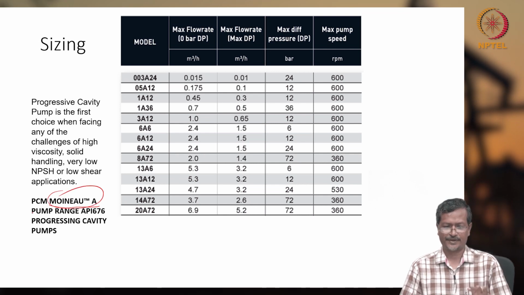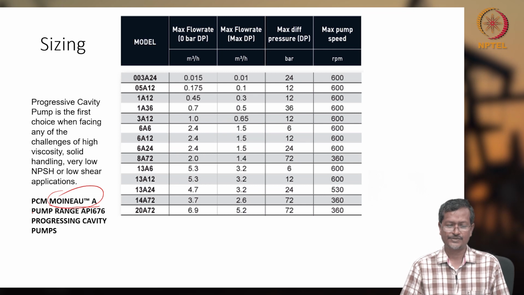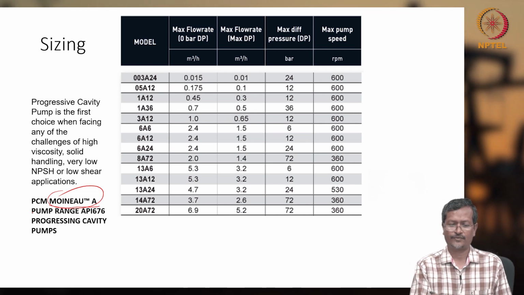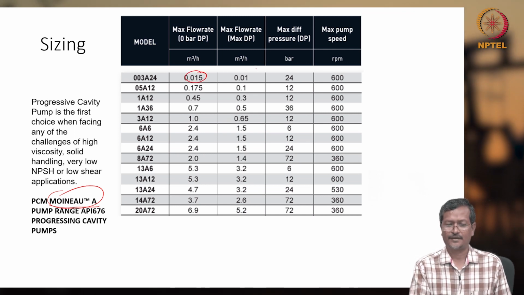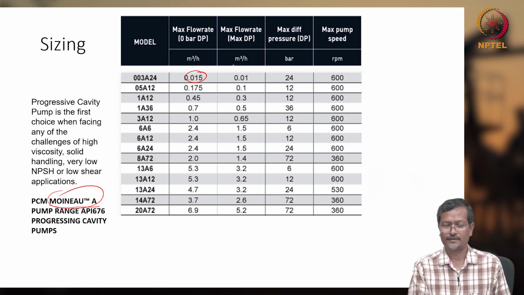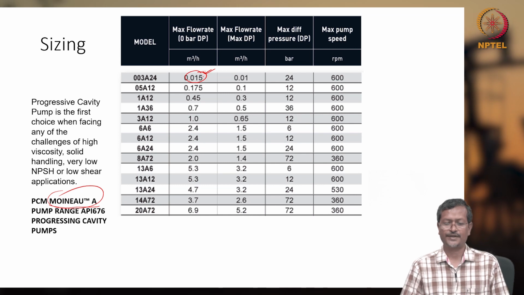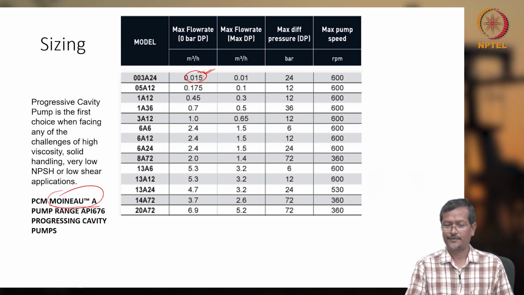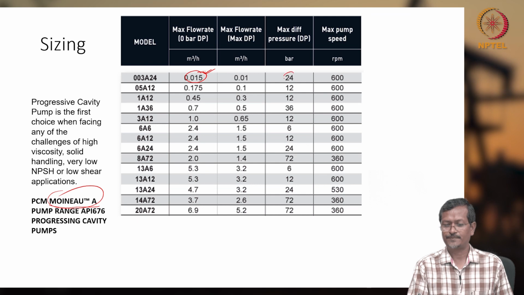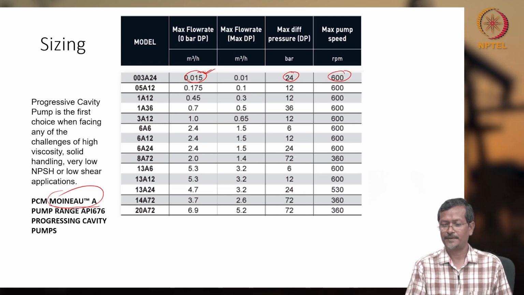From their website I have taken this data, and you can see there are different models. If you see the flow rate, the maximum flow rate is for 0 bar. So, 0 bar means when there is no pressure, your flow rate is increasing. Now, differential pressure in pump 24 bar and RPM is 600.